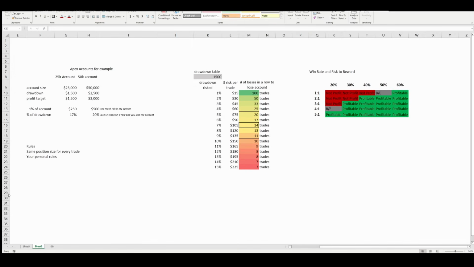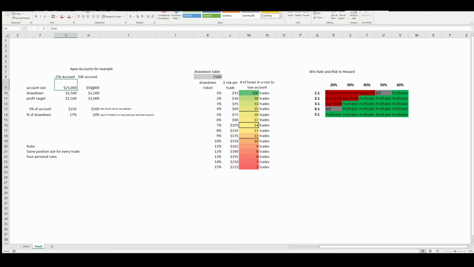How's it going, everyone? This video is going to be over how I trade funded accounts. So the first thing to notice is we're going to be using Apex accounts as an example because it's what I have experience with, and the 25K and 50K accounts, but this can apply for any account and drawdown type.